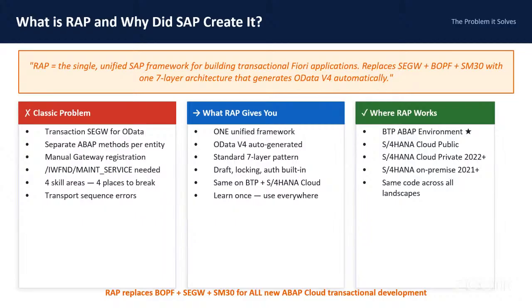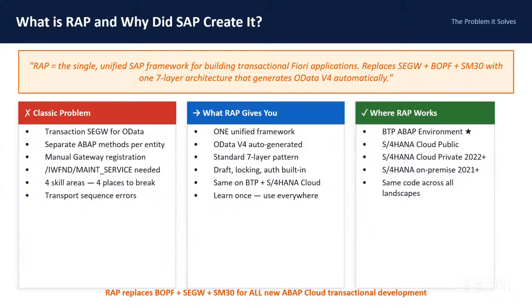Let me say that again, because it's going to matter a lot. All modern SAP landscapes, not just BTP. RAP works on the SAP BTP ABAP environment, which we are using in this course, and S/4HANA Cloud Public Edition, S/4HANA Cloud Private Edition from 2022 onwards, and S/4HANA on premises from version 2021 onwards. Simply put, learn RAP once and use it across every modern SAP project you will ever work on.